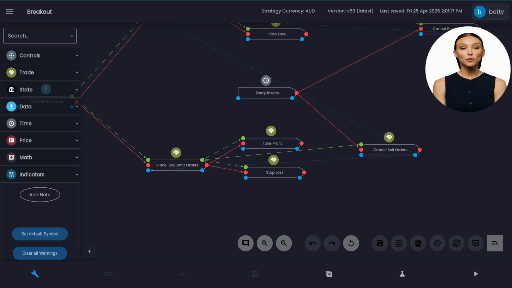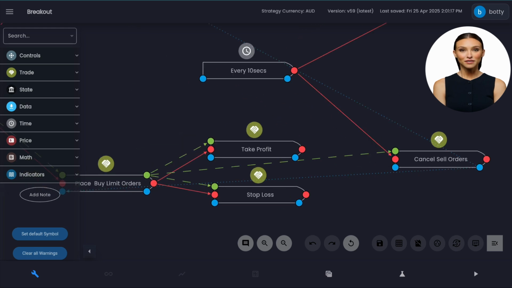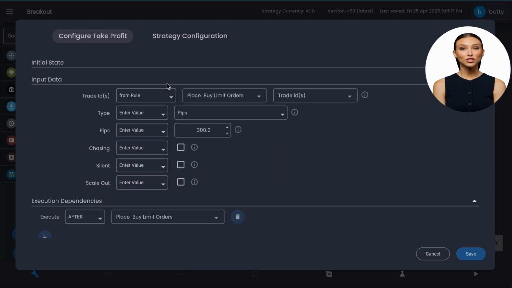In this video, we'll explore the take profit rule, which, as you might expect, lets you set a take profit for one or more trades. Let's start by configuring the rule input data fields. The Trade IDs field references the trades that we want to set a take profit for.